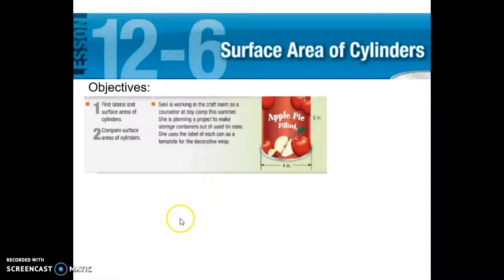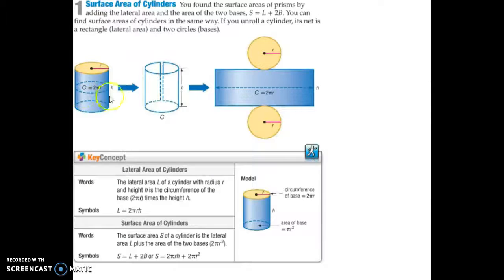Alright, pre-algebra, we are moving on to surface area of cylinders. And just like volume, these are nicer than surface area of prisms because cylinders always have a circular base, so they're always the same formula, which makes it nice to compute rather than changing from triangle or square or rectangle, all that stuff. So, surface area of cylinders, let's get started.